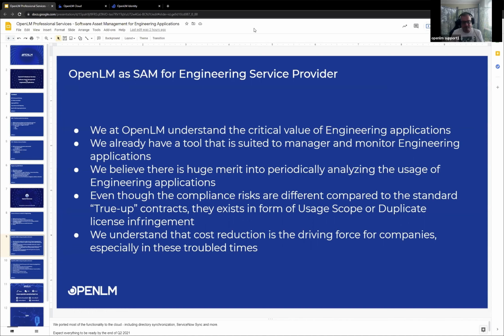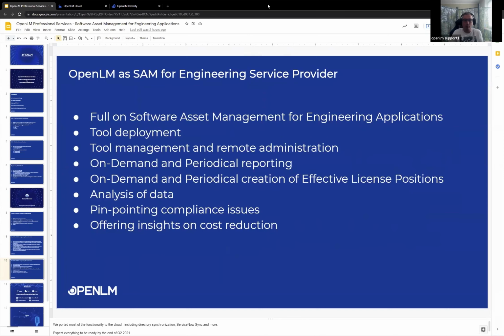And I know that there is a little bit of a stigma when it comes to the word managed service, and maybe in many cases the managed service is not delivered at a high enough level, but we do believe that we can actually do it ourselves. And with that, I'm moving towards my last slide. So what do we want to offer? And that's full-on management of your engineering applications.